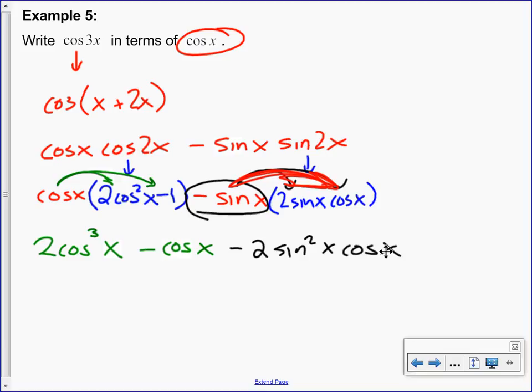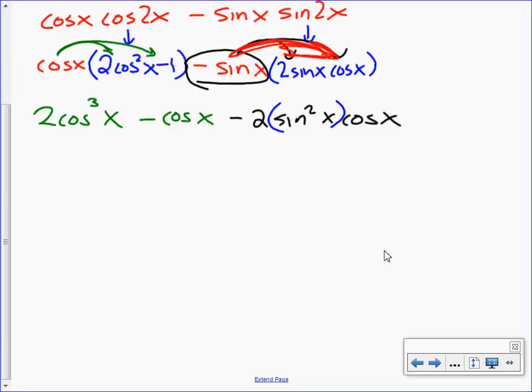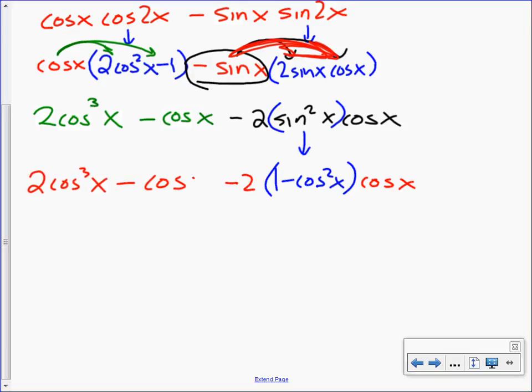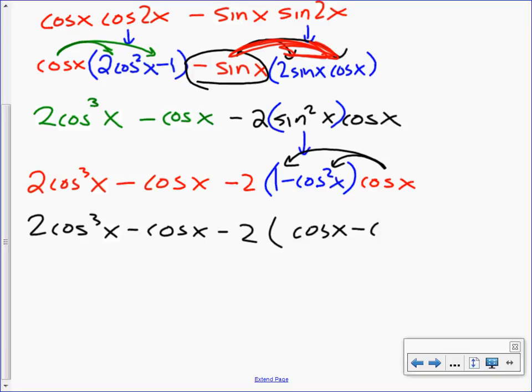First one's good. So this is a cosine, this is a cosine, this is a sine. So obviously the one that needs to change is this. How do you change sine squared x? 1 minus cosine squared. Then you just keep the negative 2 and the cos x together, and this stuff doesn't change. We just copy. I suggest you start distributing this. There we go. So you're going to get 2 cosine cubed x minus cosine x minus 2 times cosine x minus cosine x.